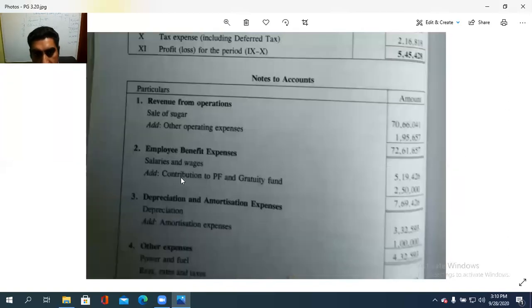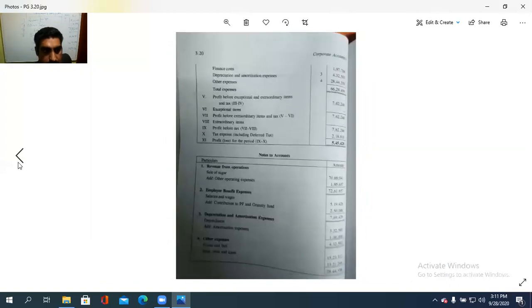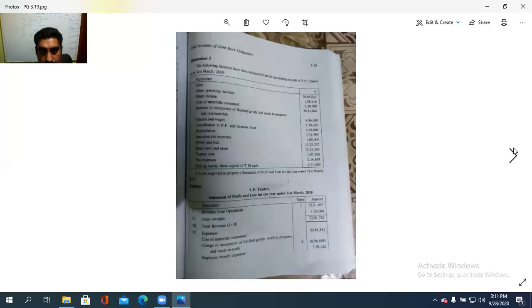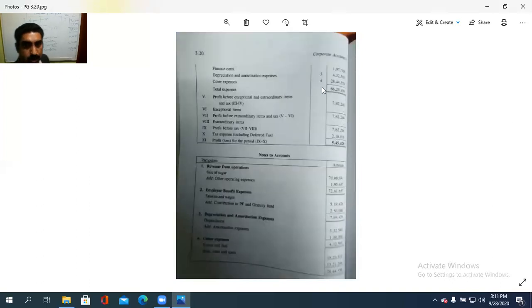In this way you need to do it. See, salaries and wages 519,426. Add contribution to the PF and gratuity fund 2,50,000. So it is 7,69,426. Okay. Next item, finance cost.